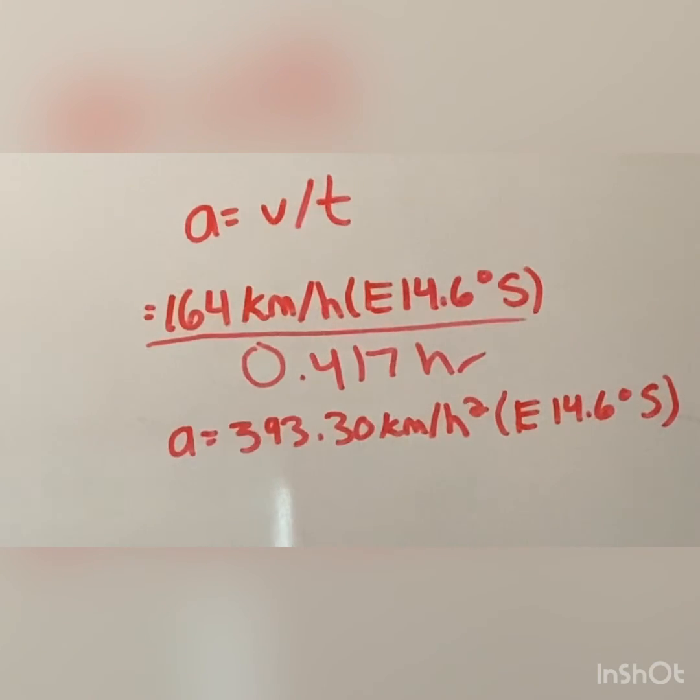Since we are trying to find the acceleration, we have to use the equation acceleration equals velocity divided by time. You divide 164 kilometers per hour east, 14.6 degrees south, by 0.417 of an hour, and we will get an acceleration of 393.3 kilometers per hour squared, east 14.6 degrees to the south.